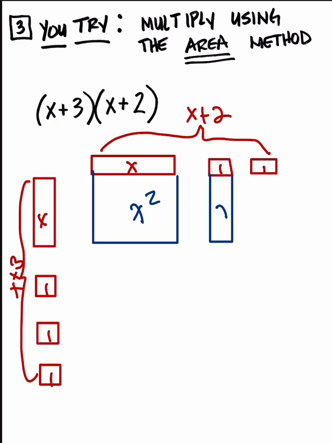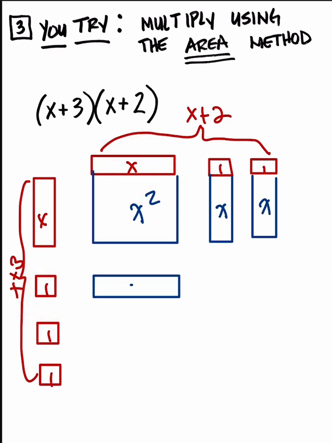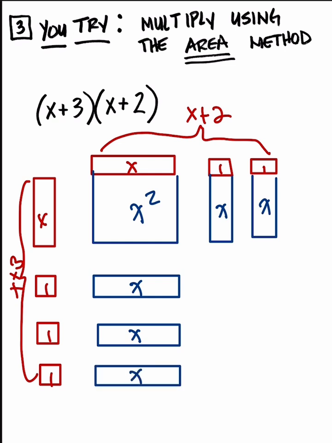So we have 1 x tile, and then x times 1 is x. Okay, and now going on, we have 1 times x. So we have another x tile. And then 1 times x is x. And then another 1 times x. Okay, and then now we have 1 times 1. So we know 1 times 1 is 1. So we have 1 and then another 1.